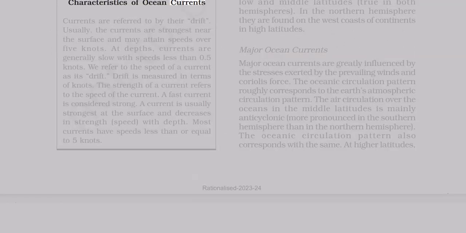Characteristics of ocean currents. Currents are referred to by their drift. Usually, the currents are strongest near the surface and may attain speeds over 5 knots. At depths, currents are generally slow with speeds less than 0.5 knots. We refer to the speed of a current as its drift. Drift is measured in terms of knots. The strength of a current refers to the speed of the current.